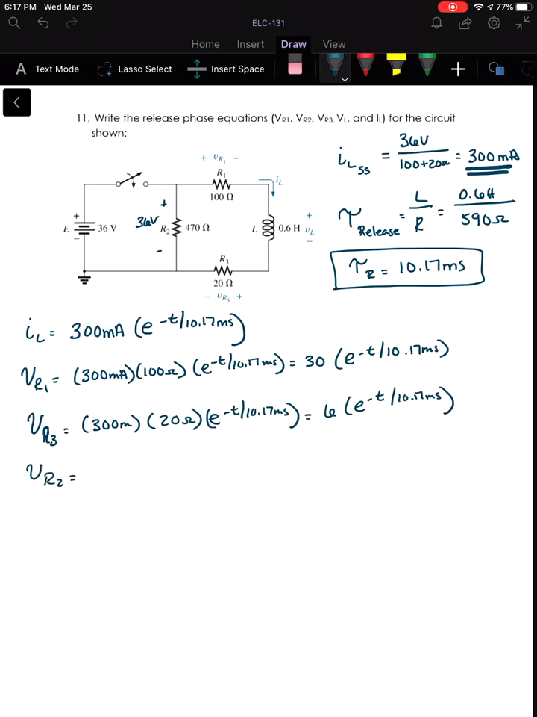And now let's look at VR2. So when we were in the storage phase and steady state, we had a voltage drop of 36 volts across R2. But in the release phase, that's no longer true. It's not in parallel with the source anymore. What is going to determine that voltage drop is this 300 milliamps of current coming from that inductor that's trying to keep the 300 milliamps of current going through the circuit in the same direction. So that voltage drop is going to be our 300 milliamps times 470 ohms.